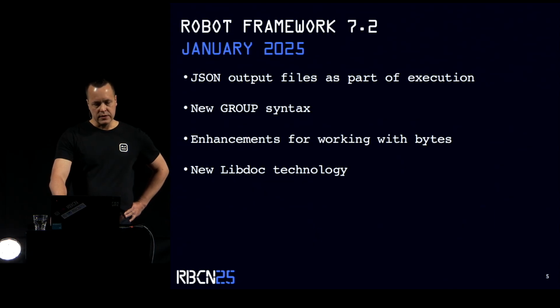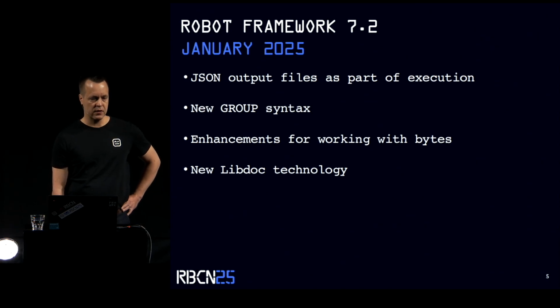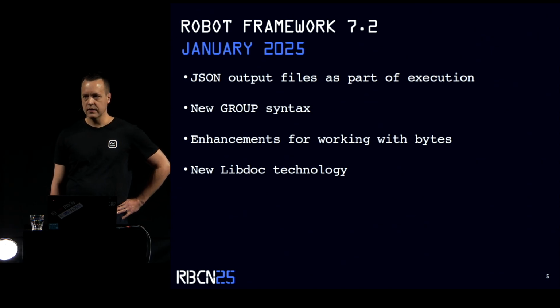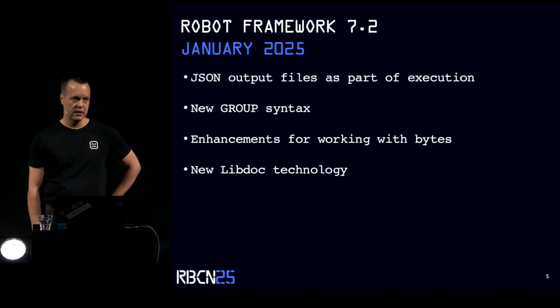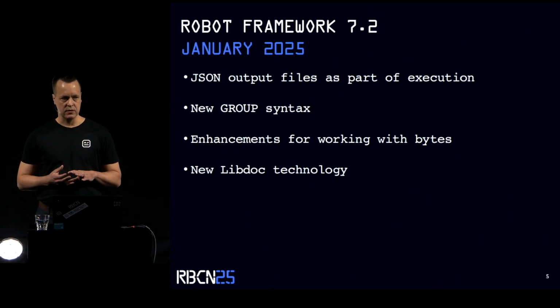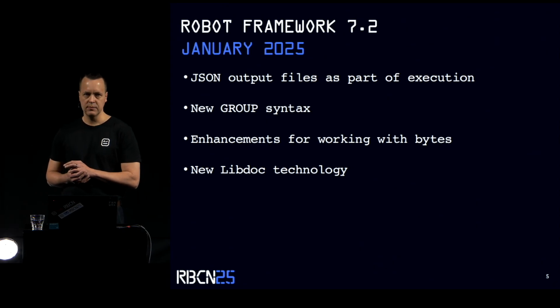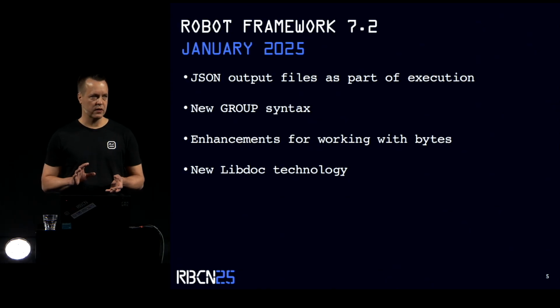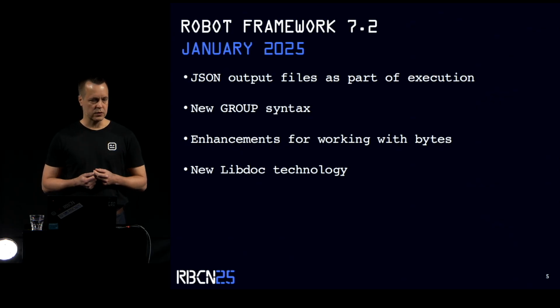We also managed to get another release out in the Robot Framework 7 series. 7.2 was released last month in January. Some nice enhancements there. The most important, or at least the most awaited, feature is JSON output files as part of execution. That's been on the community's wish list for a long time. In Robot Framework 7.0, it was already possible to get JSON outputs, but not as part of execution. As part of execution, you always got the old output XML, but the Rebot tool, which you can use to generate log and report and otherwise post-process results, allowed you to create JSON output as well. But now that's possible directly as part of execution.